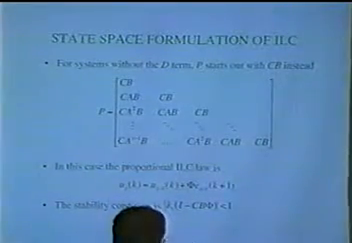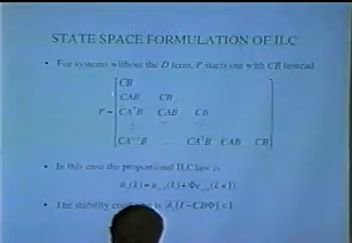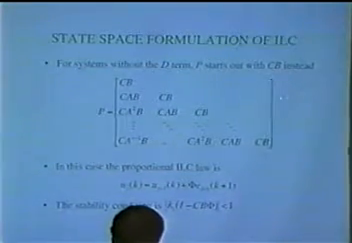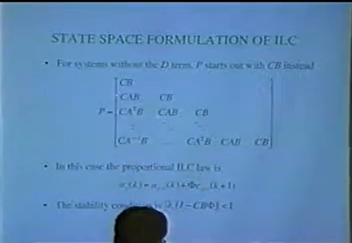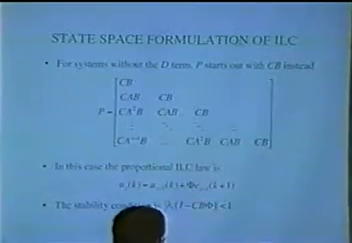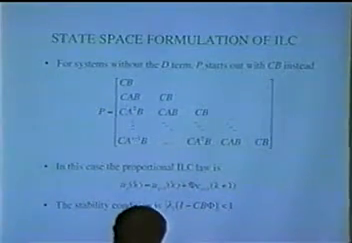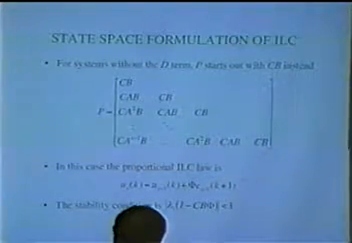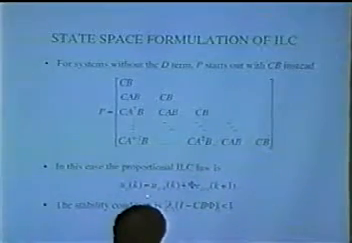Now, in the previous system, I have a D term in the model. If the system has no D term, then P starts out with CB instead of D. So CB, CB, CB here, and CAB, CAB here. Instead of starting with D, you start with CB. And you can do the same thing we did before and get a learning controller for the simplest possible case you can imagine. And that shifting would cause the K+1 to show up in the controller.